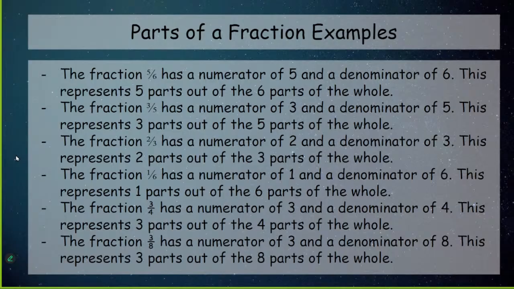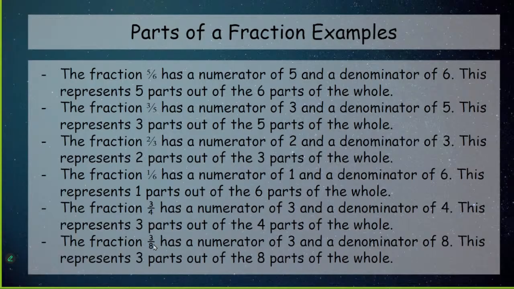The fraction 1/6, you see 1/6. The numerator is 1 because 1 is on the top here, and the denominator is 6 because 6 is on the bottom here. This represents 1 part out of the 6 parts of the whole. If the whole is split into 6 parts, we have 1 part of it, then that is 1/6. The fraction 3/4 has a numerator of 3. See, there's a 3 on the top, and a denominator of 4. There's a 4 on the bottom. This represents 3 parts out of the 4 parts of the whole.